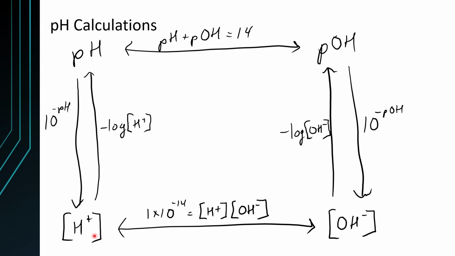Now on these sides, if I have hydrogen, I can take the negative log of that value to get to pH. The reverse operation of a logarithm like that would be 10 to the negative pH. So 10 raised to the power of a negative pH will help me go backwards and get to the hydrogen ion concentration. Same idea on the other side, hydroxide ion concentration. If I take the negative log of that, I will get the pOH. If I want to go in the reverse direction, I need to do 10 raised to the power of negative pOH to get the OH concentration.